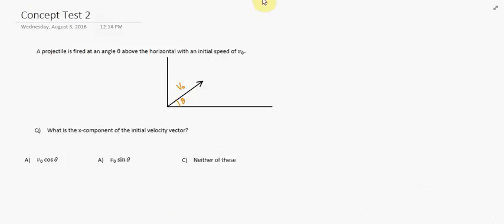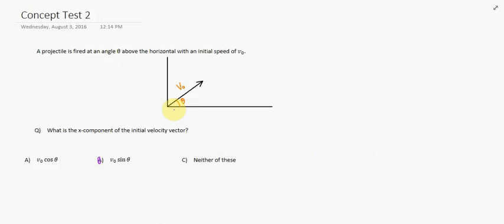So the first one says, a projectile is fired at some angle theta above the horizontal with an initial speed of v sub naught. What is the x component of the initial velocity vector? Is it A, v sub naught cos theta? Is it B, v sub naught sine theta? Or is it C, neither of these? So you should know the answer by now. Try and work your way through it, and we'll go through the answer.